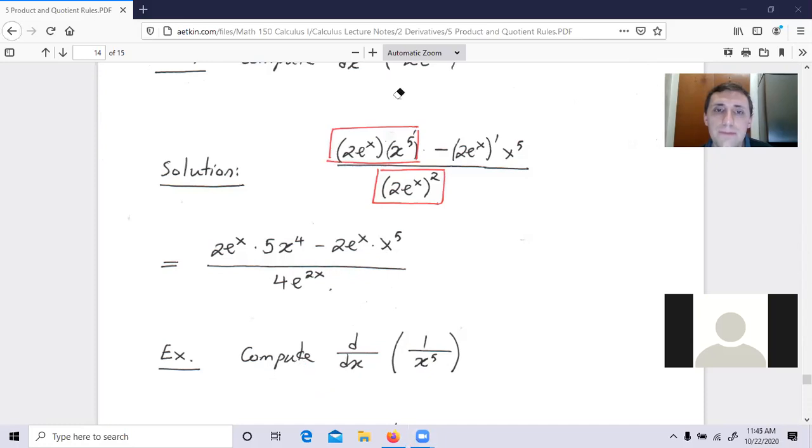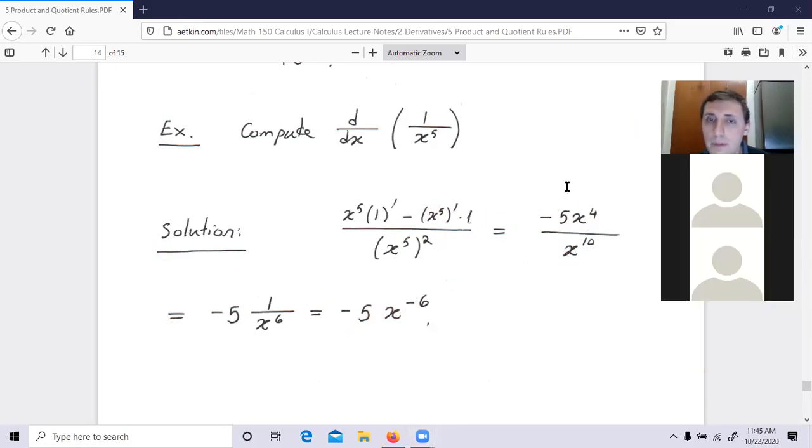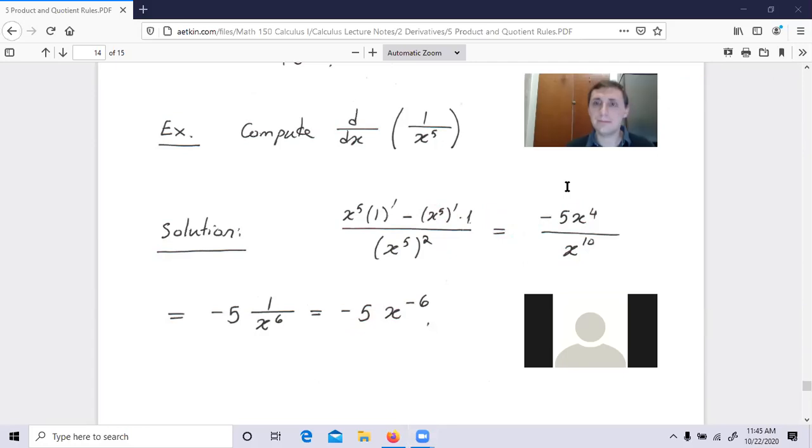So what you do, you can use the quotient rule. So you square the denominator, and copy the denominator multiplied by the derivative of 1, which makes it 0 here, right? So this is 0. Minus the derivative of x to the 5, which is 5x to the 4, times 1. So when I simplify it, I get minus 5x to the power of minus 6, which is the same formula. Okay?